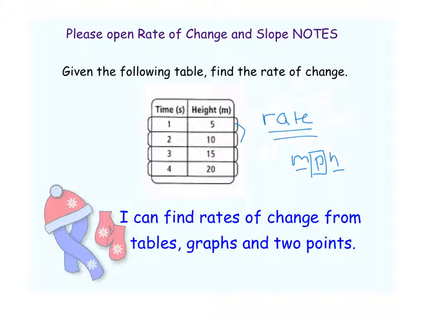So here I'm finding out how the height is changing. At what rate is the height changing per time? Here I can see I'm going up 5, up 5, up 5 for every 1 second. So my rate is 5 for every 1, and since I know what we're talking about, 5 meters per 1 second. That's the rate. What we're going to be doing today is finding rates of change from tables, graphs, and 2 points.